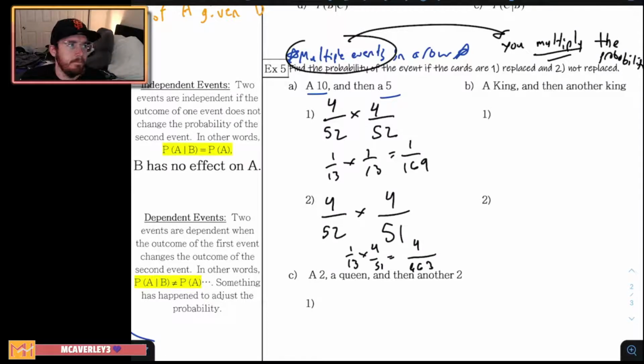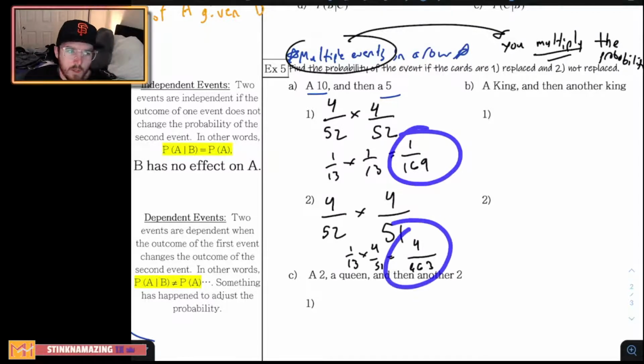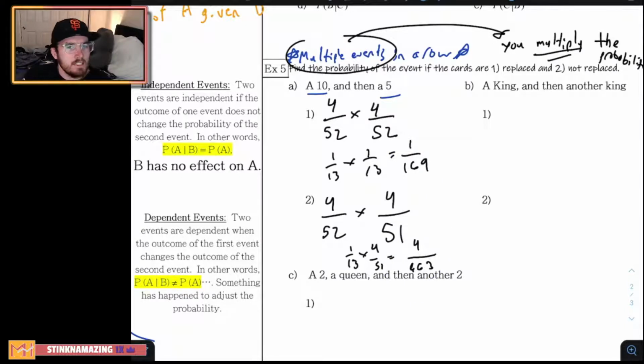Okay? You see how that sort of changed the game? Now, which is more likely? 1 out of 169 or 4 out of 663? What do you think? Let's just have that as a question. When I punch these into a calculator, which is more likely, this or this? Which one of these is actually the bigger number? Because fractions can be a little weird. Some questions pop up on screen.